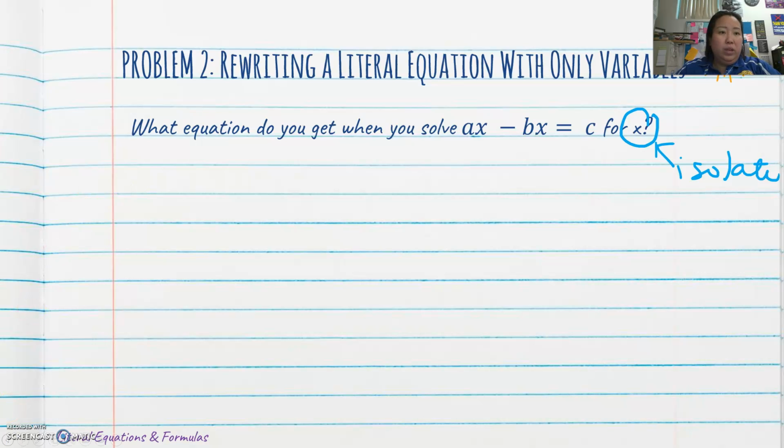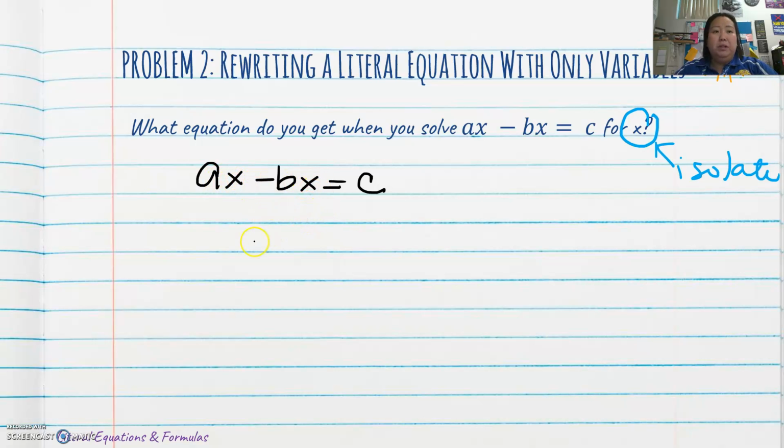So what are we given in this scenario? Let me just change my ink. Okay, so you're given AX minus BX is equal to C. Our goal is to isolate X, okay?